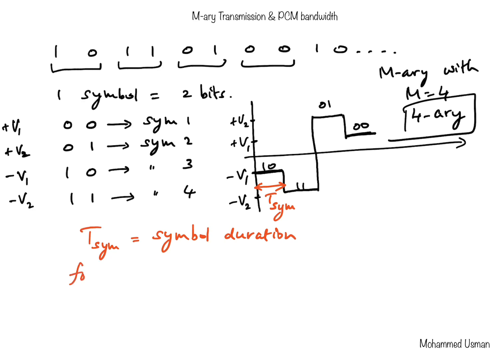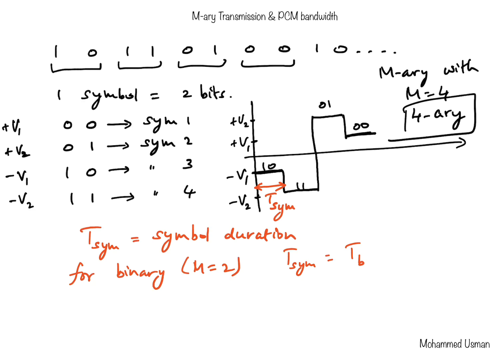So for the binary case, that is for M equal to 2, T symbol is equal to TB. So one symbol duration is equal to 1 bit duration in the case of binary. But now in the case of M-ary, one symbol duration is equivalent to the duration of 2 bits. So the bit duration is half the symbol duration when M is equal to 4.